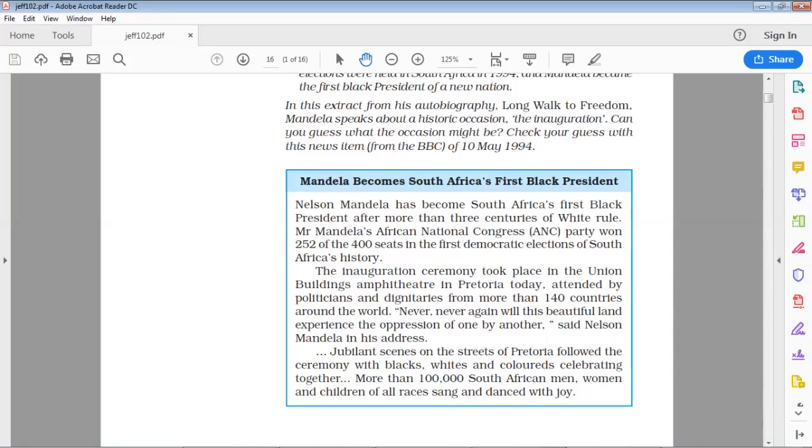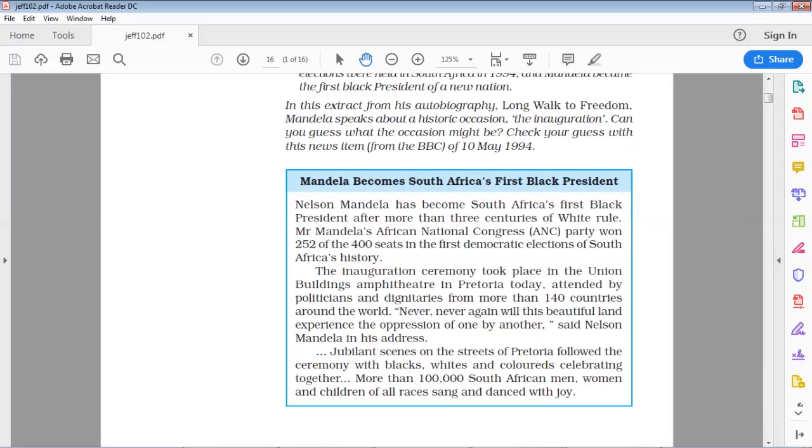The inauguration ceremony took place in the Union Buildings' amphitheater in Pretoria, in South Africa itself, to celebrate his presidency, attended by politicians and dignitaries. Politicians are those who participate in politics, and dignitaries are very high officials. The dignitaries came from more than 140 different countries around the world.